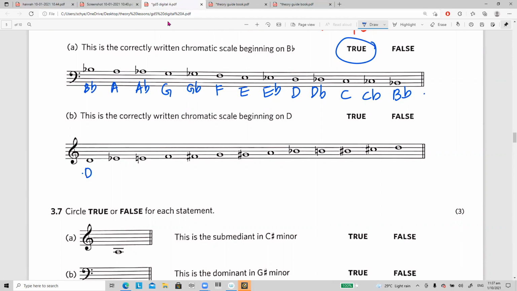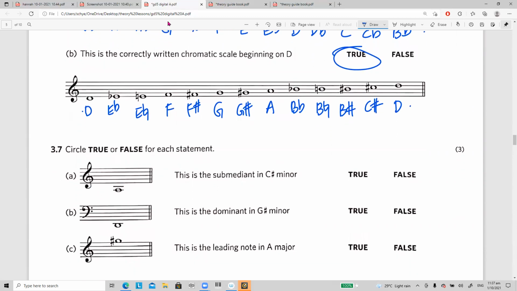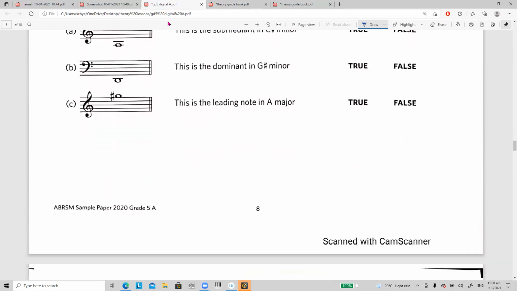Next one, write the letter name D, then E flat, E natural, and then F sharp. One semitone up is G. A semitone up from G is G sharp, and then A, B flat, and then B natural. After B natural is B sharp. Yes, a semitone up is C sharp, and then D. So this one is also true. It's also correct.